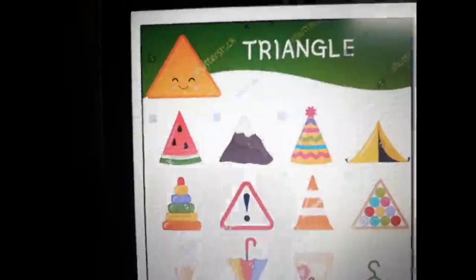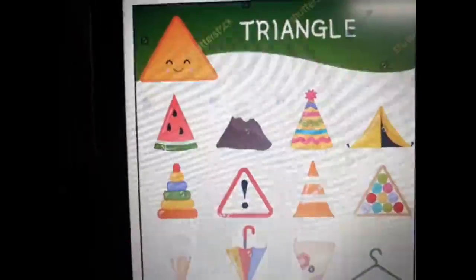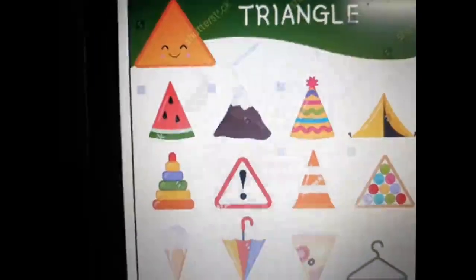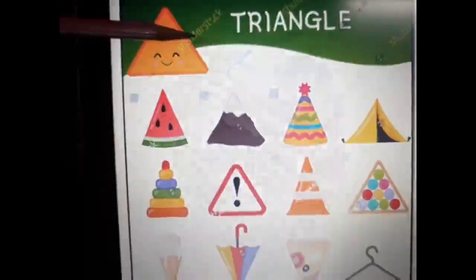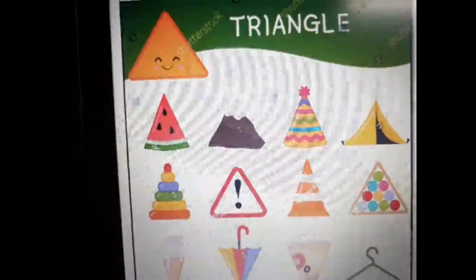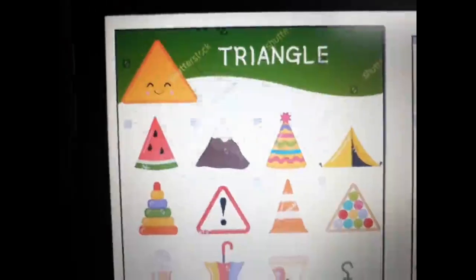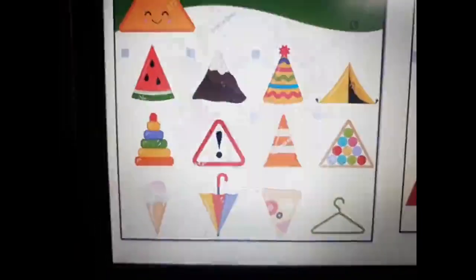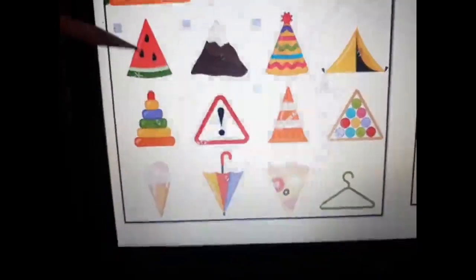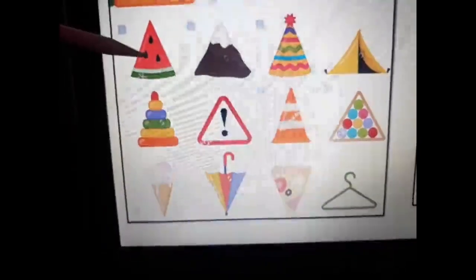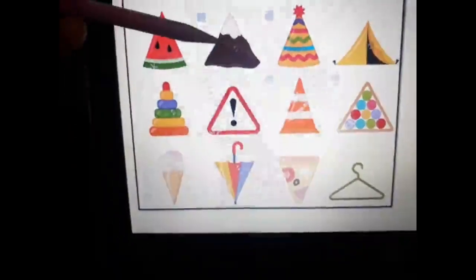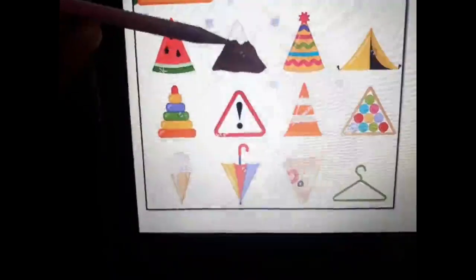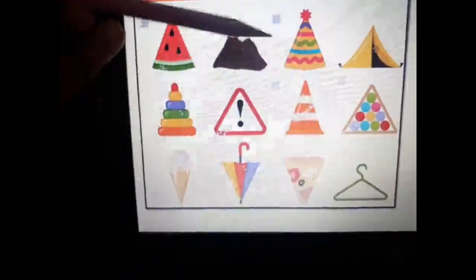Triangle shape. Yes. So how does a triangle look? It has 1, 2, 3 sides, and all these 3 sides are joined with each other. So let's see some examples of triangle shape. Watermelon, a slice of watermelon. Then hills, mountains, they are triangle in shape.